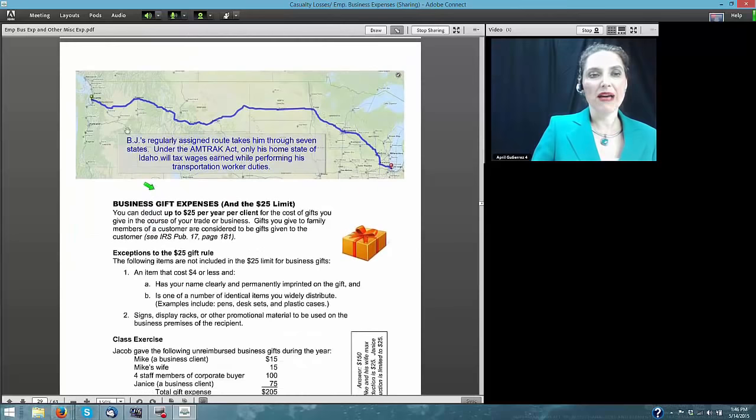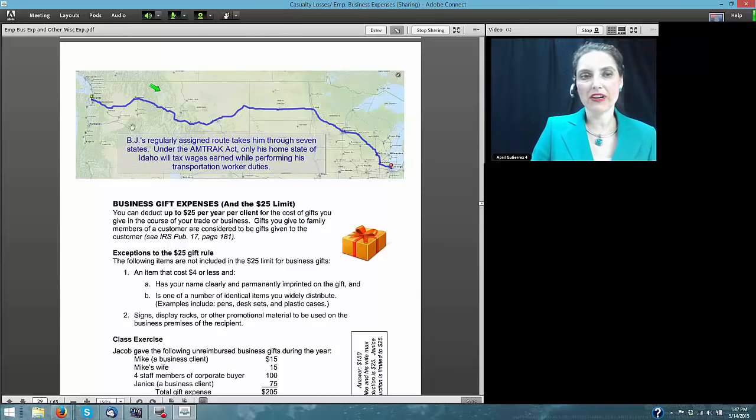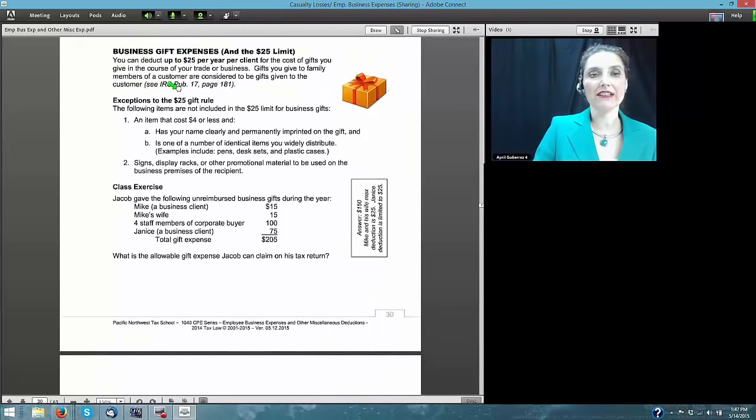So I just did a little MapQuest here for you, and we see the long drive, and Idaho is somewhere in about here. Yeah, this is Washington. Somewhere in about here is Idaho. It sticks up in this panhandle. So even though most of his time is spent somewhere other than Idaho, he's going to be all taxed for Idaho under the AMTRAK Act.